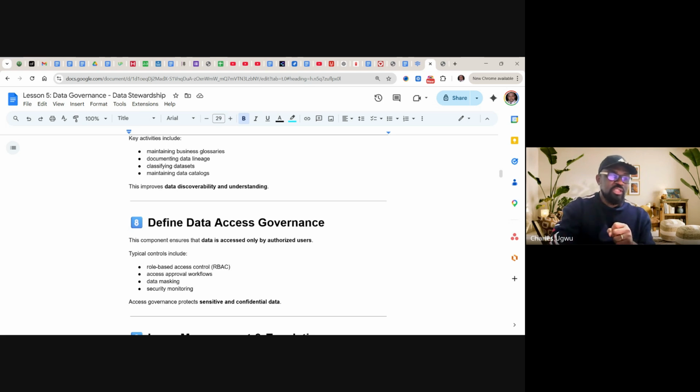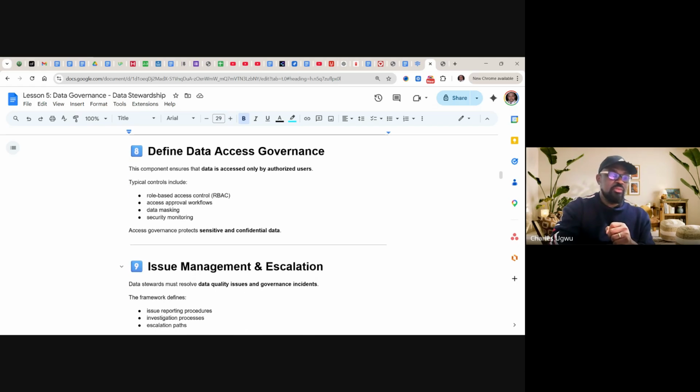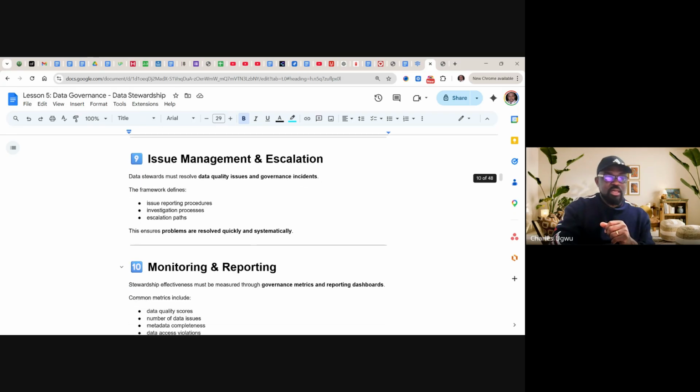So access governance protects sensitive and confidential data sets. And nine, we have issue management and escalation. So when there is an issue, what is the resolution and escalation process? The data steward must resolve data quality issues and governance incidents. The framework defines the issue reporting procedure, investigation processes, and escalation paths. So this ensures problems are resolved quickly and systematically.